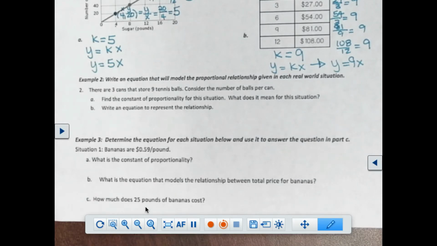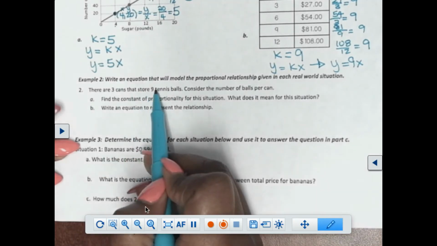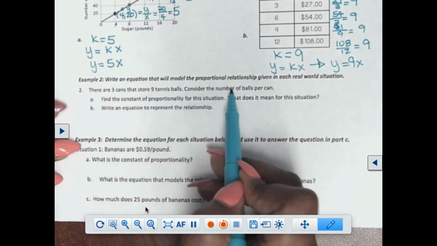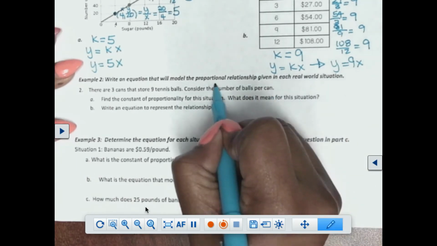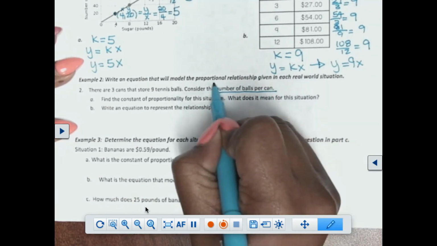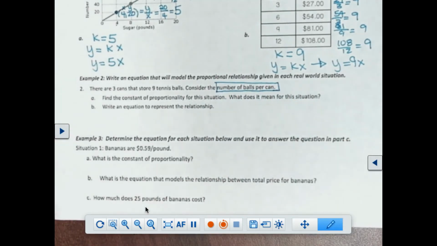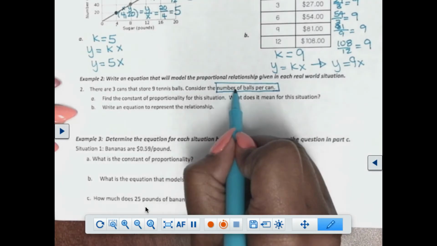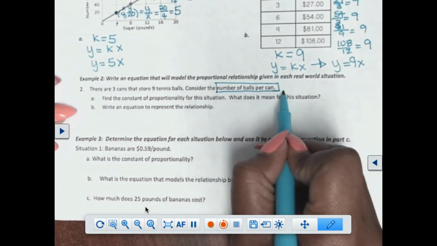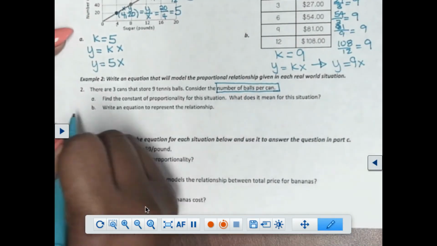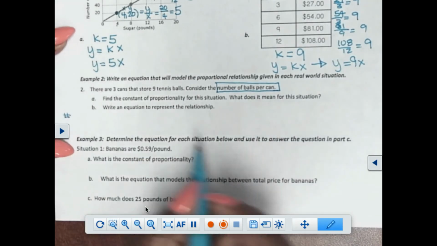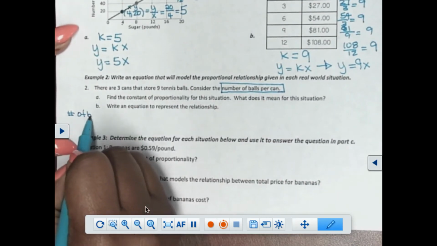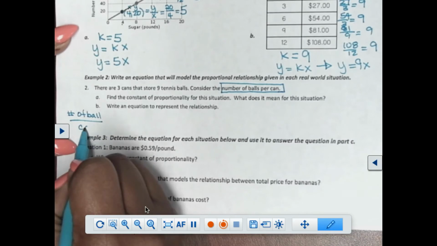So there are 3 cans that store 9 tennis balls. Consider the number of balls per can. So look, this right here is my ratio. And remember, I talked about whatever number comes first or whatever word comes first, that's the number that matches, okay? So you want to know the number of balls per can. So when I set my ratio up, I will have the number of balls over can, okay?